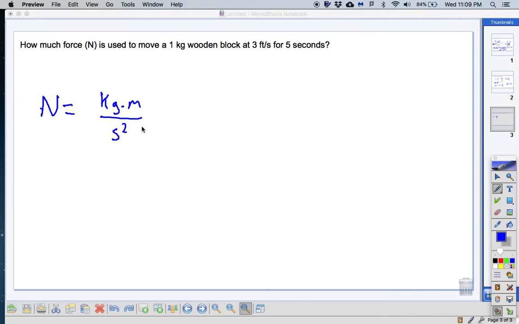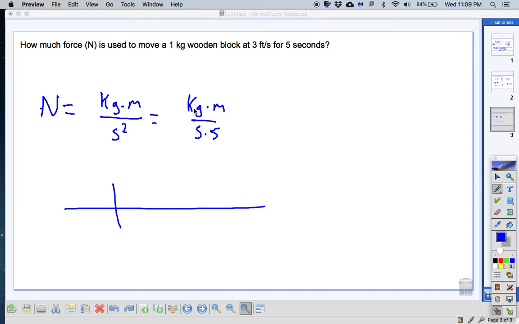Okay, so let's get rid of this and look at this. So another way, second squared means seconds times seconds. So I have a kilogram times a meter over a second times a second. So this is what I'm looking for. So on the top I need kilograms and meters, on the bottom I need a pair of seconds. Here's what I am given.